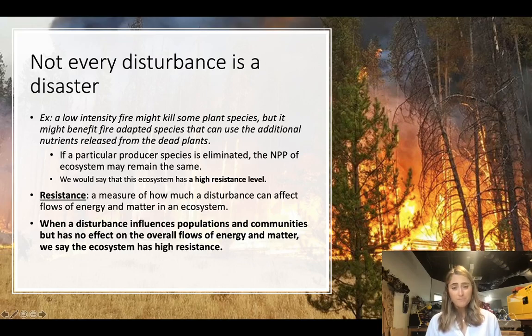may remain the same. In which case this would be a high resistance level, meaning even though this ecosystem underwent a large disturbance, it was able to respond in such a way that energy flow and matter within the ecosystem was not disturbed. And that's what the definition of resistance is. Then if energy flow and matter flow are not disturbed, the system is more likely to recover and get back to its original status because energy flow and matter flow are still in existence.